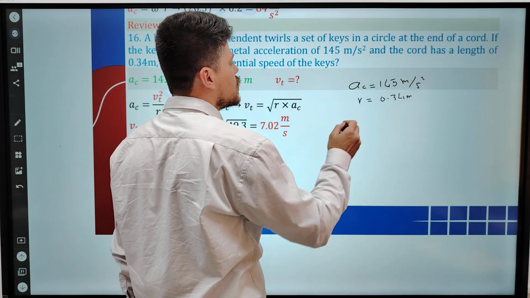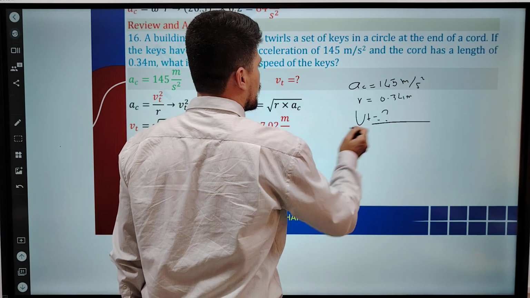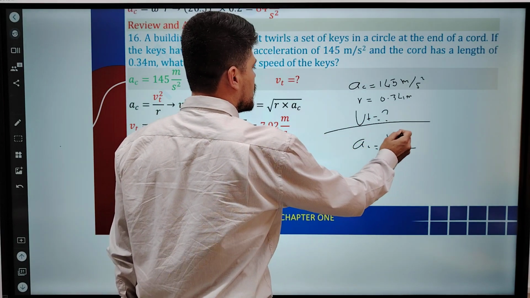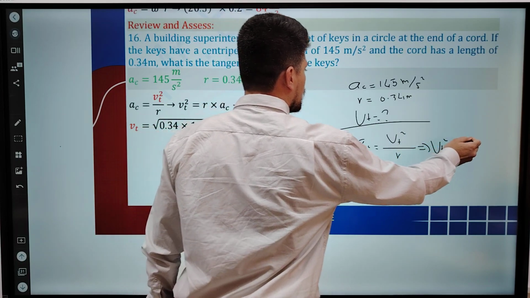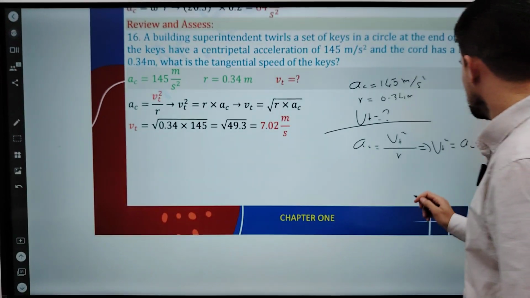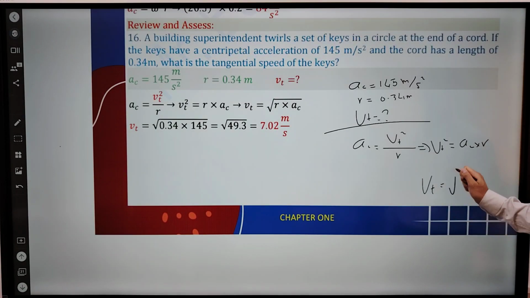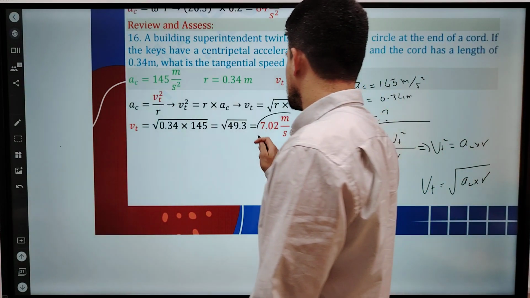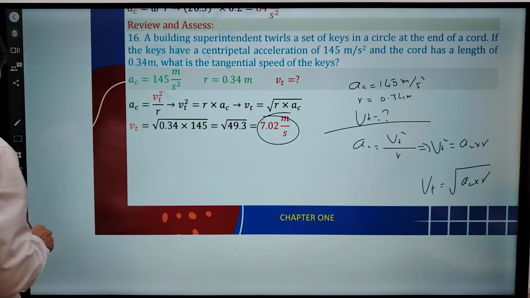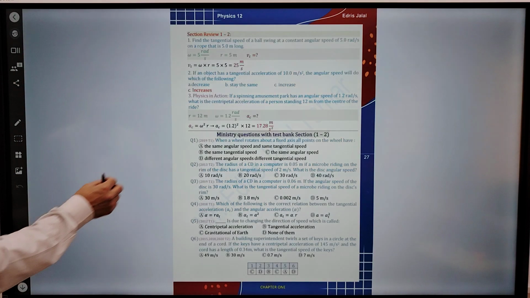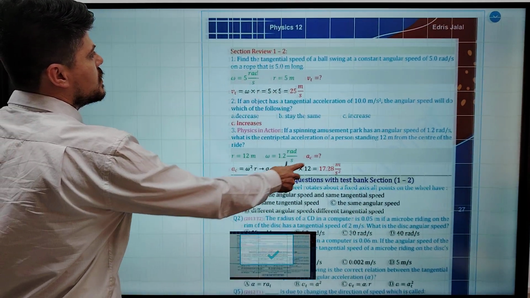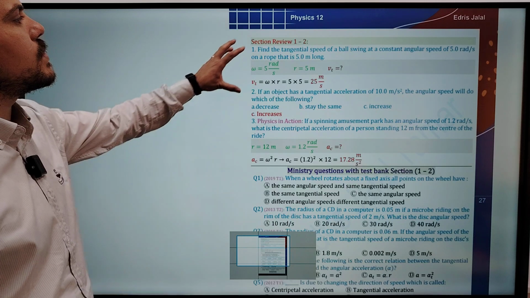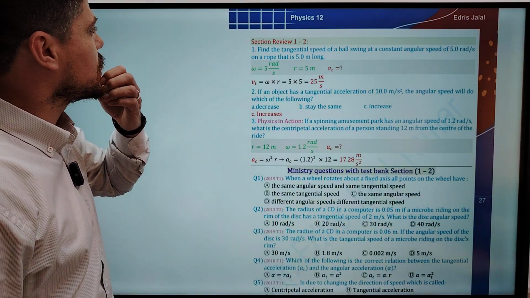What is the tangential speed of the keys? What is unknown? Tangential speed Vt is unknown. AC is equal to what? Vt square over R. Vt square is equal to what? AC times R. Take the square root. Vt is equal to what? The square root of AC times R, which is equal to 7.02 meter per second. Okay, so we finished section 2 in chapter 1. Thank God. And now we're going to solve the questions from the section review of section 2.